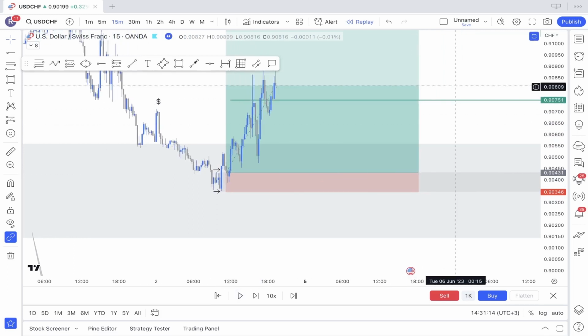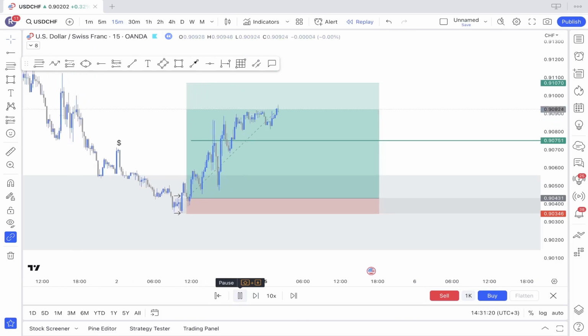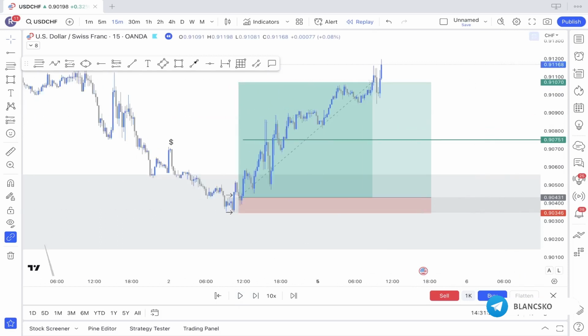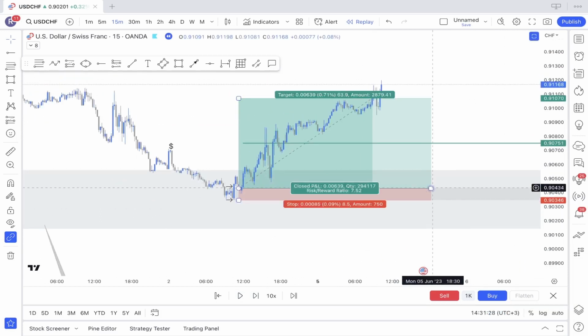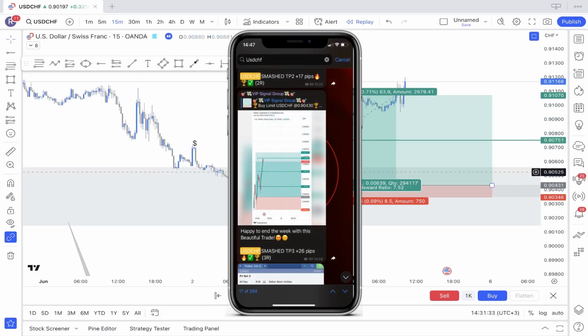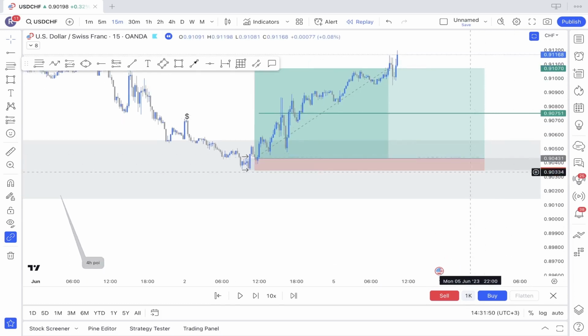Okay, so we have a very, very good reaction, as we can see. And target 1 was smashed. Let's see if we smash target 2 as well. And target 2 was smashed as well. Okay, so you can see that this was a winning trade. And I will also attach a picture right now to show you guys when I updated the trade in my SMC group. Okay, so like I said, I'm not cherry picking examples. I am literally showing examples that I actually took. Okay, and this was a step-by-step thought process behind this beautiful trade that played out wonderfully.